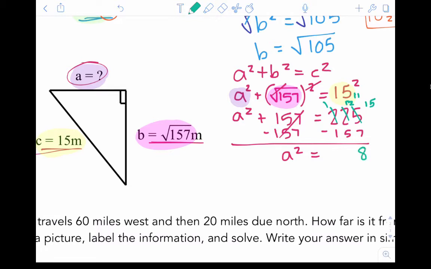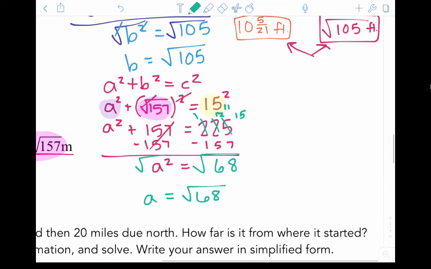15 minus 7 is 8. 11 minus 5 is 6. And then 1 minus 1 is 0. So a squared is equal to 68. Now I'm going to take the square root of both sides to figure out what a is. And so a is equal to square root of 68. And I don't know what square root of 68 is yet.